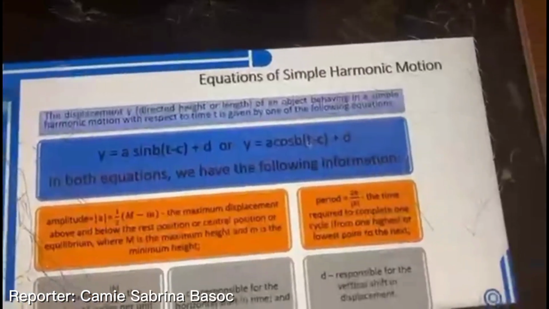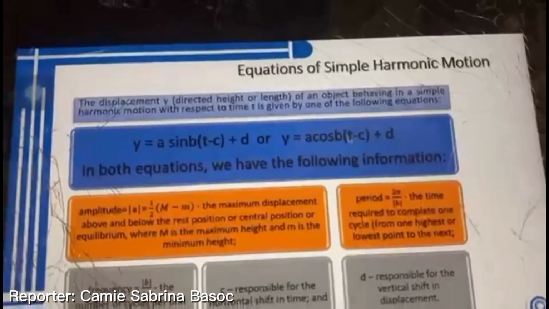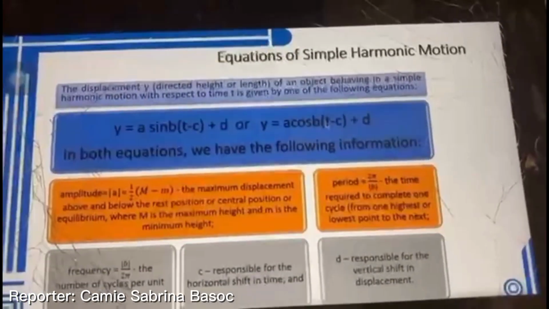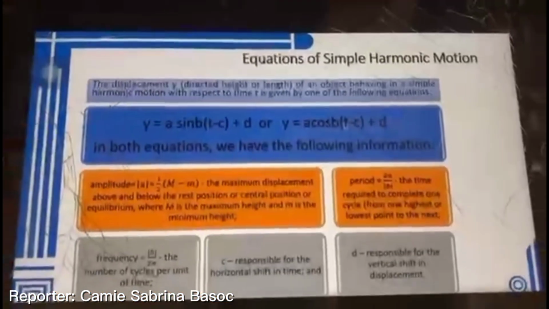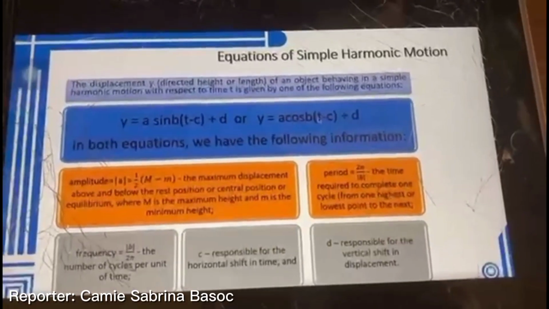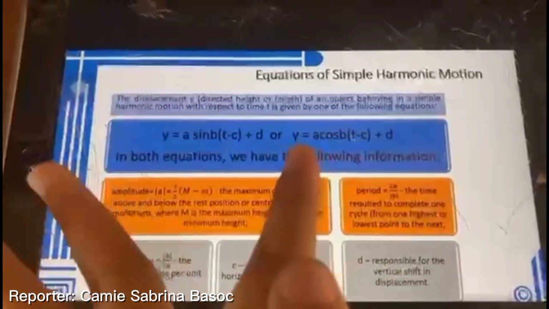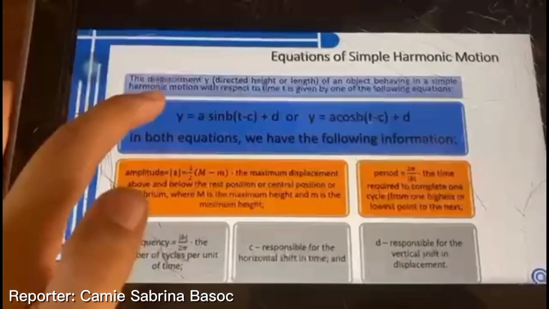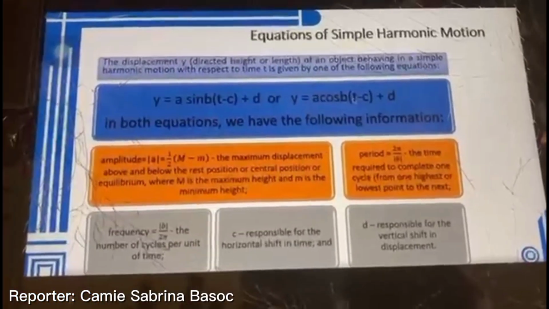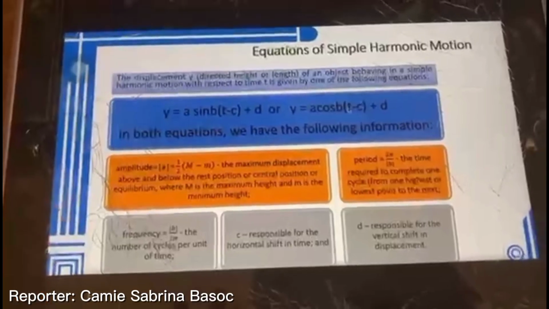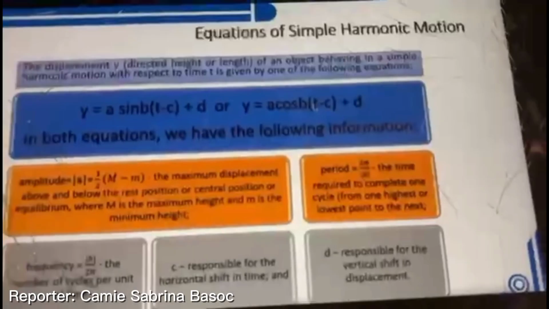Next, the equations of simple harmonic motion. The displacement y is the directed height or length of an object behaving in simple harmonic motion with respect to time t. It is given by one of the following equations. For sine, y is equal to a sin b times the quantity of t minus c plus d. And for cosine, y is equal to a cos b times the quantity of t minus c plus d.